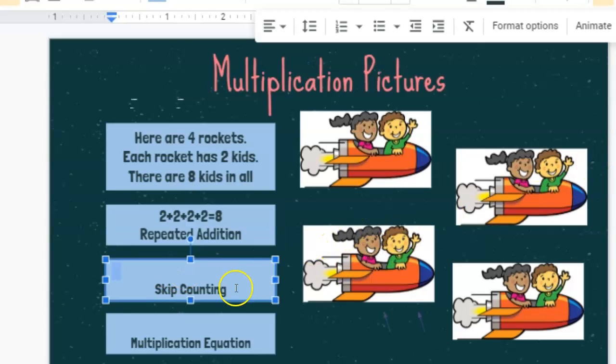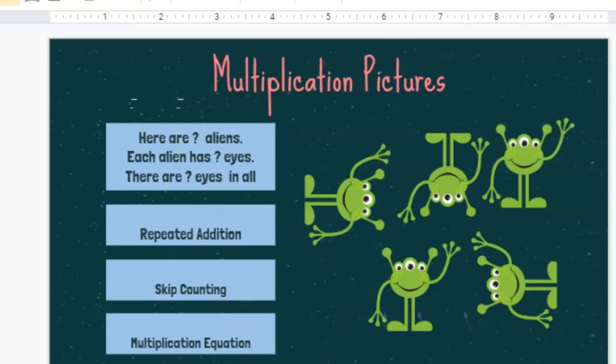Okay, how would we skip count that? Okay, we go 2, 4, 6, 8. And the last number that we get to is the answer to the problem. What is our multiplication equation? What would that be? So we have 4 groups of 2 equals 8. Let's go on to the next one.